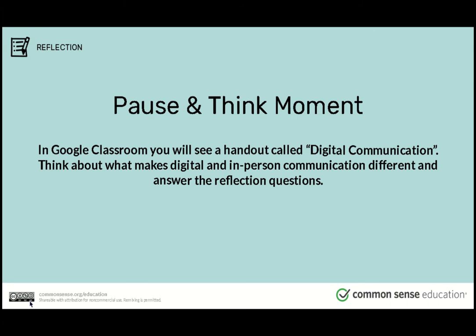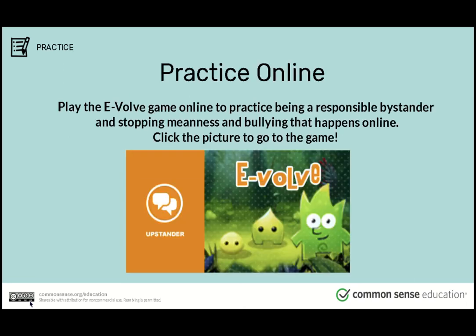To show what you know, there is an activity in your Google Classroom titled Digital Communication. Think about what makes digital and in-person communication different and answer the reflection questions. Finally, you can practice by playing the Evolve game online to practice being a responsible bystander and stopping meanness and bullying that happens online. You can click on the link in your Google Classroom to go to the game.